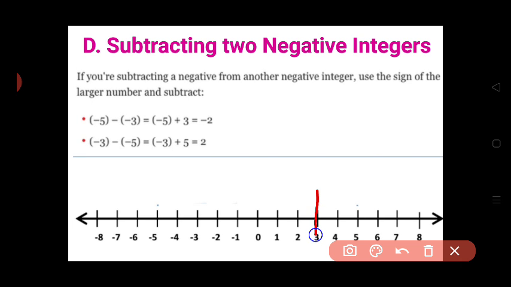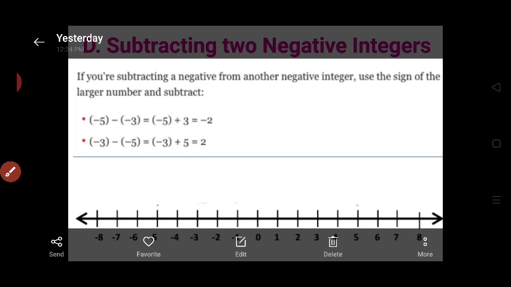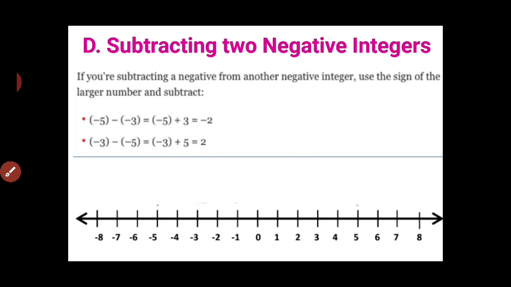Now we have to move 5 units towards the left, because minus 5 is negative, so we need to move towards the left. So let's start: 1, 2, 3, 4 and 5. So where did we reach? At minus 2. How do we represent it? By using an arrow, plus 3 to minus 5, that means minus 2.